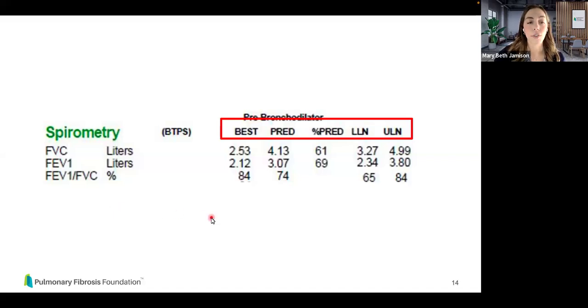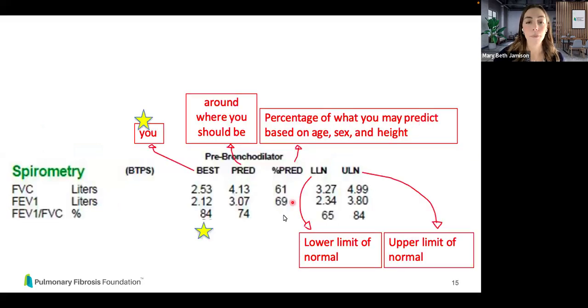And then we have a section of our pulmonary function test report, this section here. Sometimes it'll be called something a little different, but essentially this is what you are doing in your report. You have the best, the predicted, your percent predicted, and then your lower and upper limit of normal. And what those mean: best is you. So this is what you have done for that specific pulmonary function test. Okay, so maybe you do it 3 to 6 times, however many times, and they take the best of those numbers. So this is what you did for that pulmonary function test.